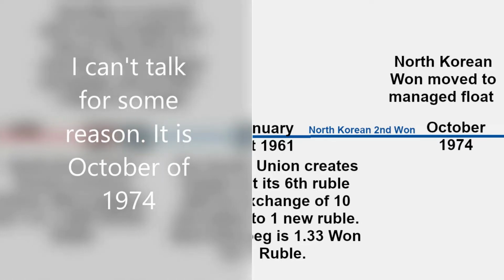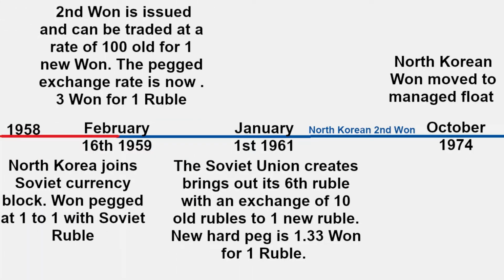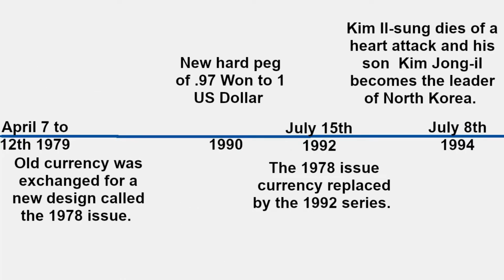In October of 1947, they ended up switching to what you'd call a managed float. It floated against different currencies. Now, they managed it, meaning that they would move it up and down, but it was still very much in the government's control. Then, in 1979, in April, the older designs had to be exchanged for a new design. Most of the North Korean bills I have are from this 1979 design.